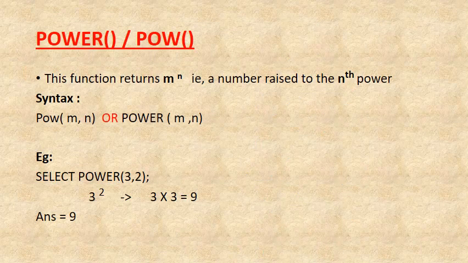Power function. This function returns m raised to n, that is, a number raised to the nth power. Syntax: power(m, n), or we can use pow(m, n). Example: select power(3, 2). Here we want to display the result 3 squared. That means 3 into 3. 3 into 3 is 9. So the resultant will be 9.